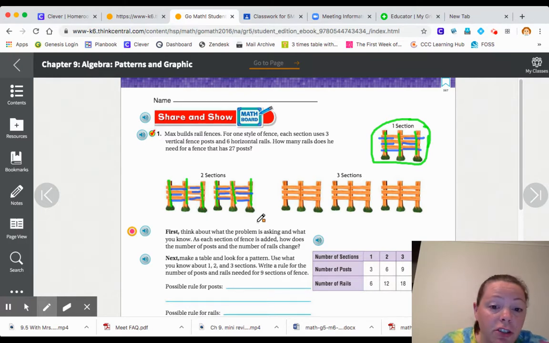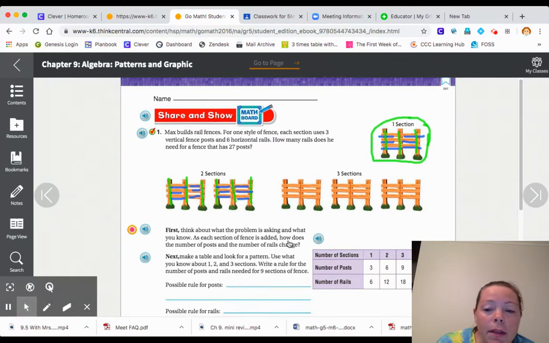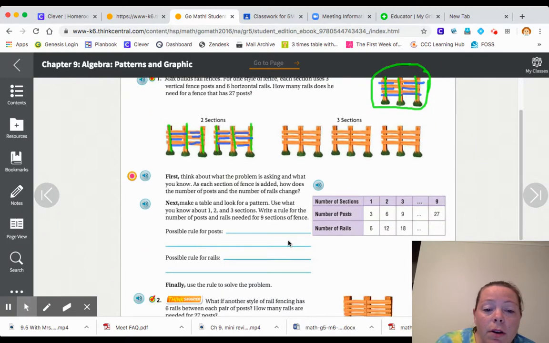First, think about what the problem is asking and what you know. As each section of fence is added, how does the number of posts and the number of rails change? Next, make a table and look for a pattern. Use what you know about 1, 2, and 3 sections. Write a rule for the number of posts and rails as needed for 9 sections of fence. And then we're going to go ahead and we will fill in how many rails are needed.